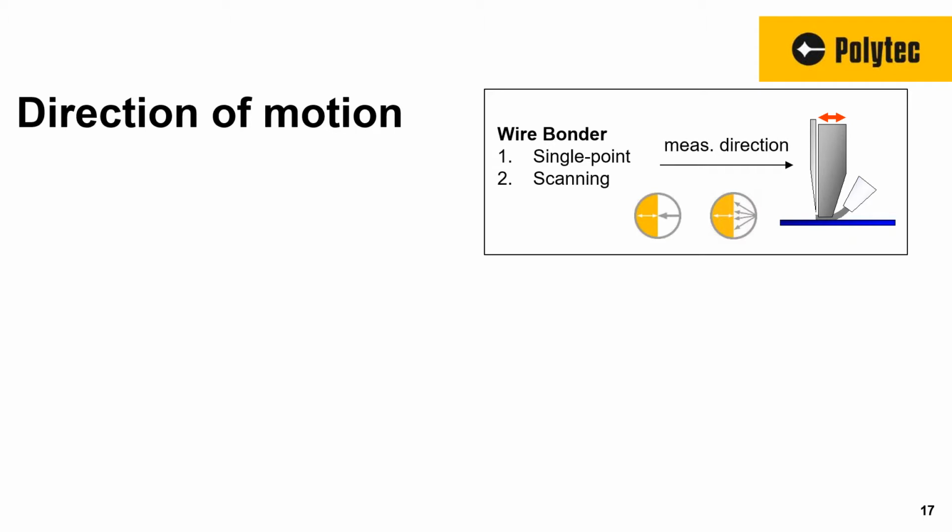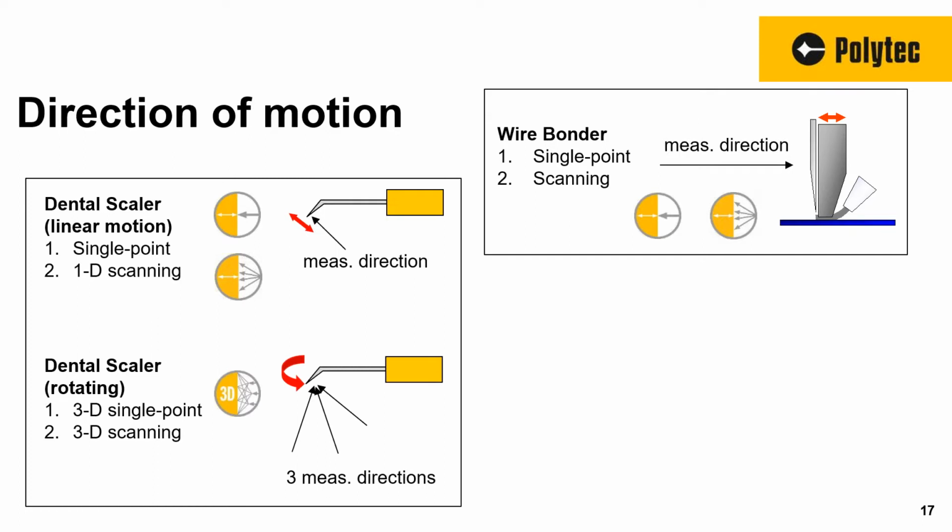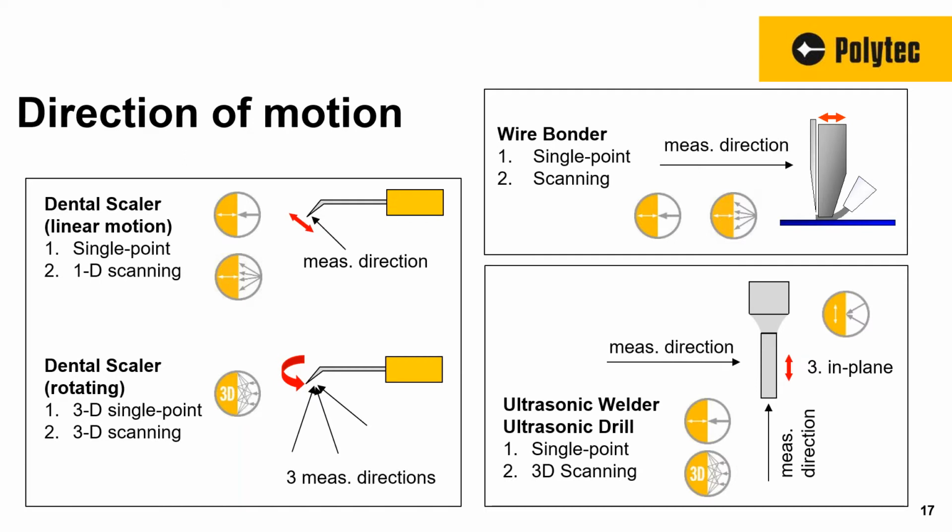In this case, a single point or a 1D scanning vibrometer will be the right choice. The same with a dental scaler that goes in linear motion. We can use either a single point or a 1D scanning vibrometer. If, in this case, a dental scaler has a motion that's rotating, then we need to measure from 3 directions to be able to capture the full 3D motion of the tip of that dental scaler.